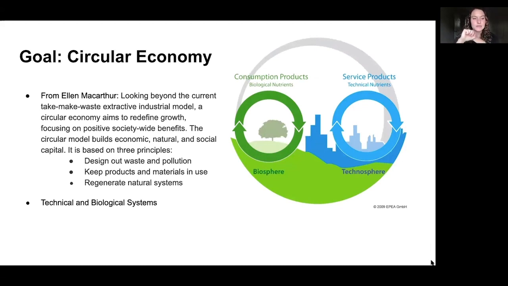So we can see that we talk about technical systems, which is this blue circle on the right, meaning our man-made products, and then biological systems, which is the green circle on the left, meaning food and plants and organic materials and natural systems. So basically, instead of pollution or waste, output in a circular system becomes an input, and other things stay in circularity instead of becoming waste at all.